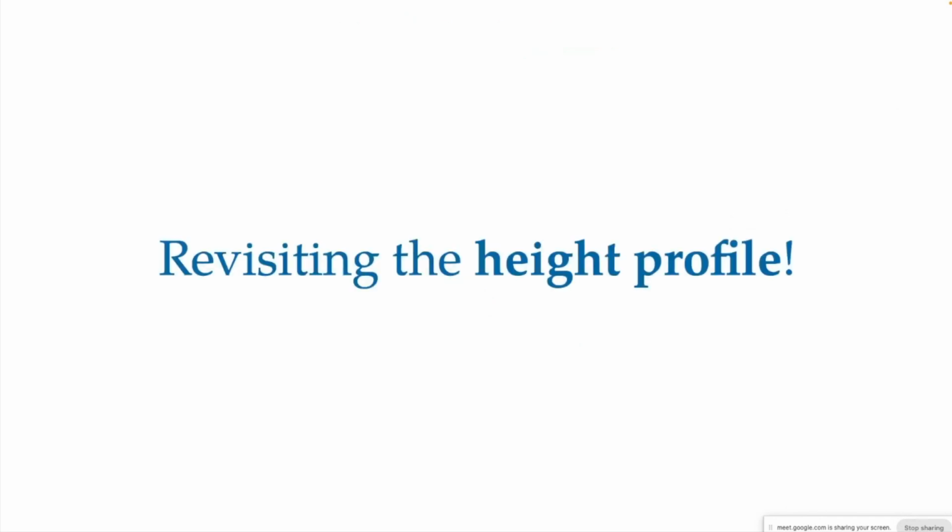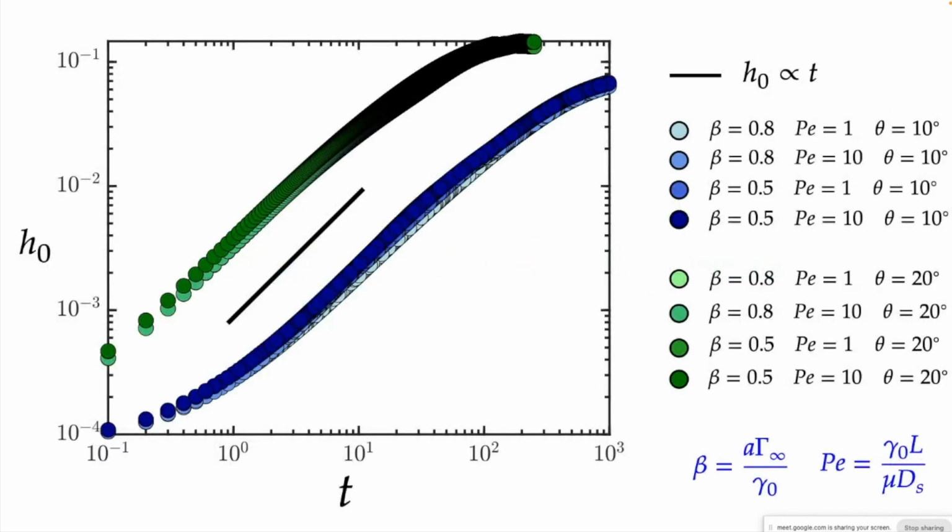Next, we revisit the height profile. We have discussed that the height follows linearly with time. So now I plot height versus time again, but for different sets of parameters. I vary beta, Peclet, and theta. And what you could see is that this patch of this shade of blue appears here, and this shade of green appears at the top.